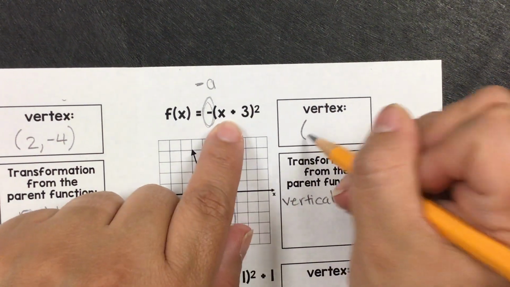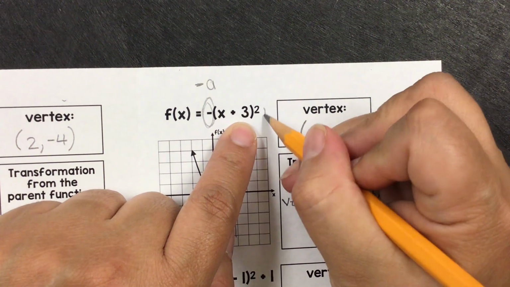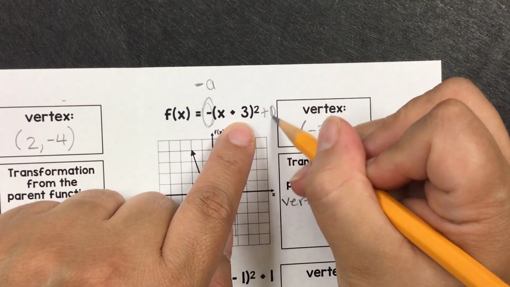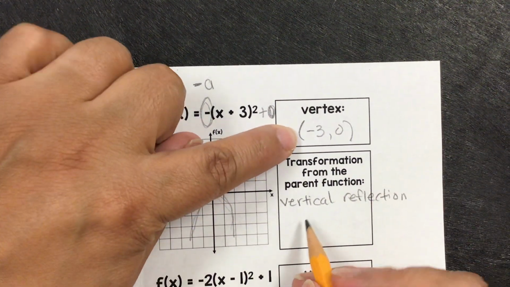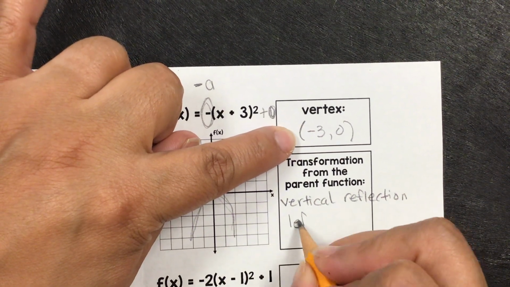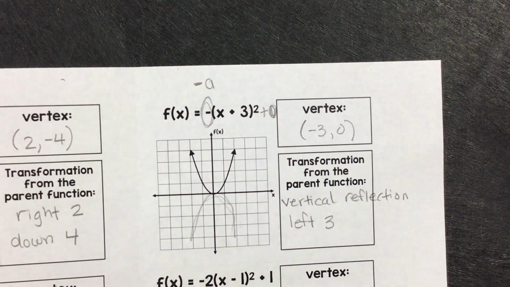Our vertex is negative 3. Don't forget to change the value of the h, and then k was 0. That means that we have to move to the left because that's the negative side, 3. And there's no up and down change.